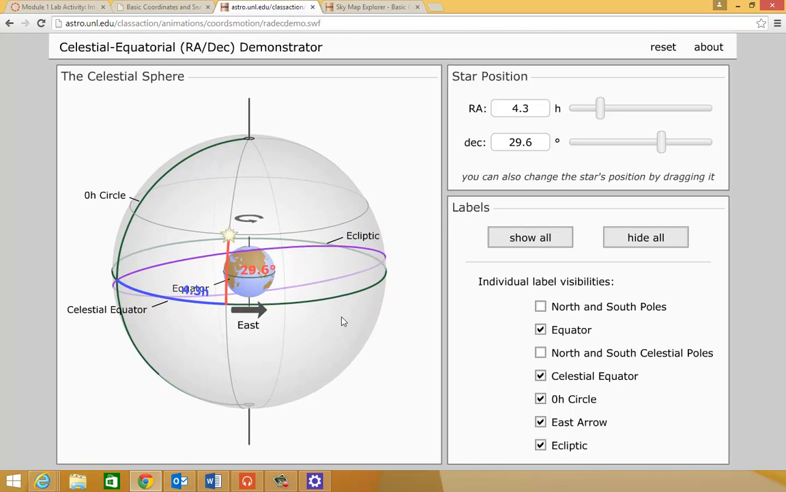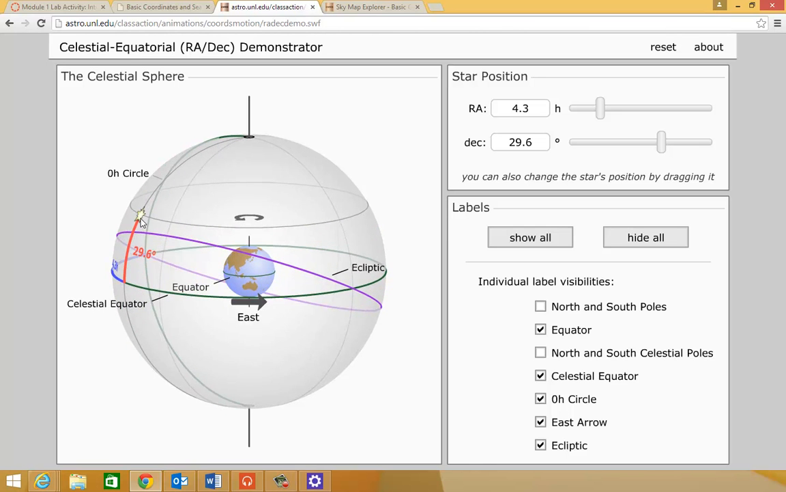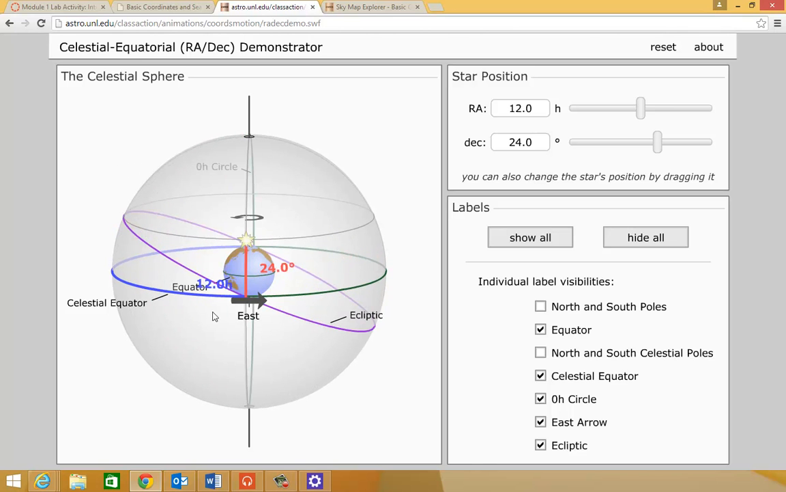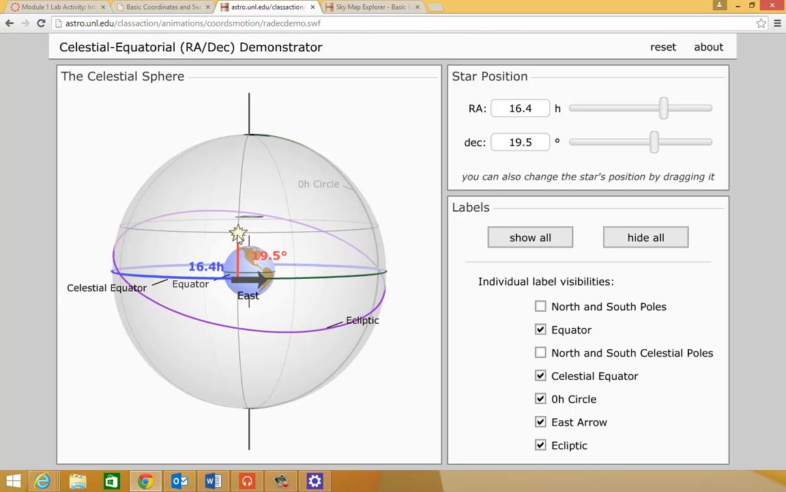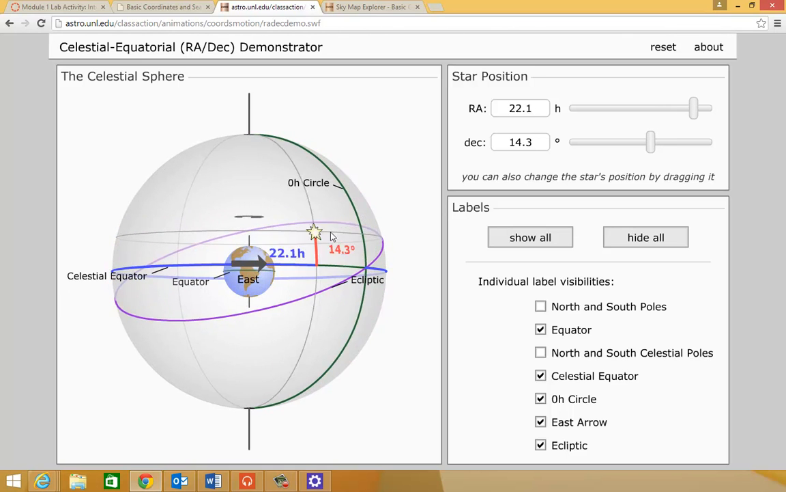I think I can move my star all the way over to the fall equinox. And notice the right ascension value, the one in blue, keeps on increasing. It goes up. Now I'm at 12 hours because I'm halfway around from the vernal equinox. I can continue around. Notice the right ascension value continues to climb, 16.4, 19.9, until eventually I get up to almost 24 hours right ascension. Again, this specifies how far around the celestial sphere I am.